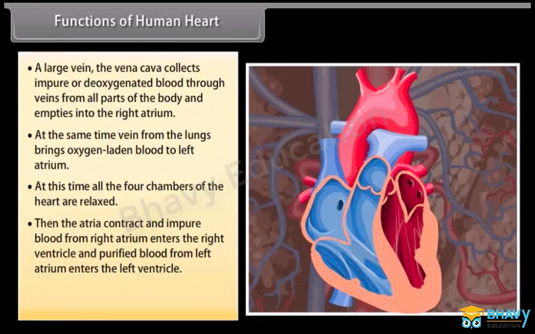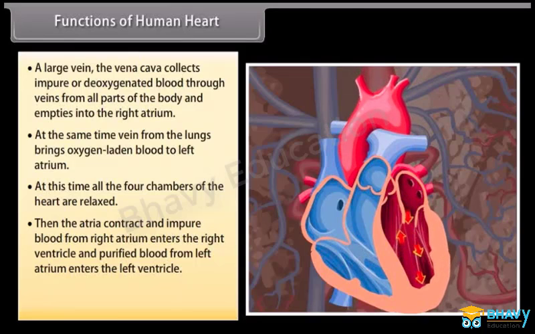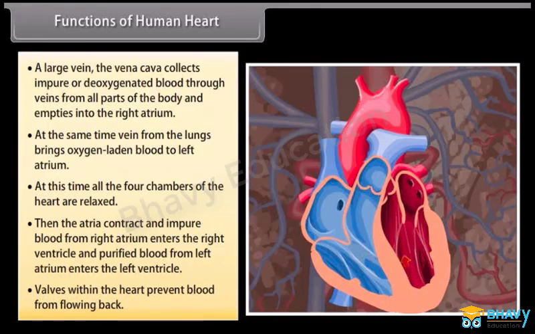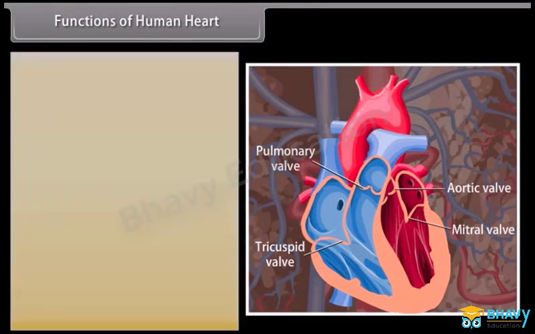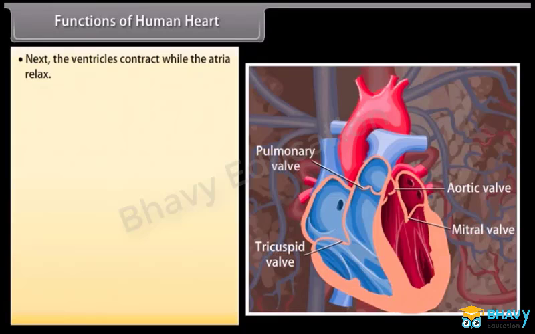Then the atria contract, and impure blood from right atrium enters the right ventricle, and purified blood from left atrium enters the left ventricle. Valves within the heart prevent blood from flowing back. Next, the ventricles contract while the atria relax.